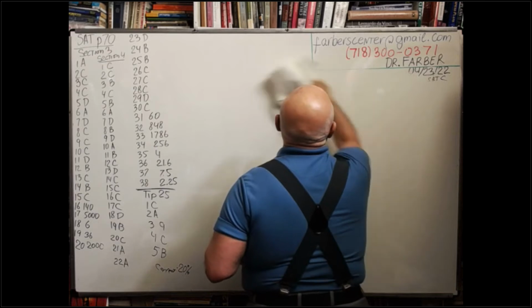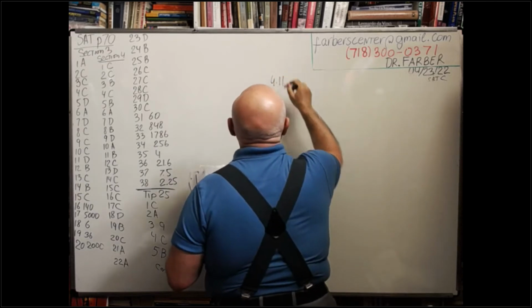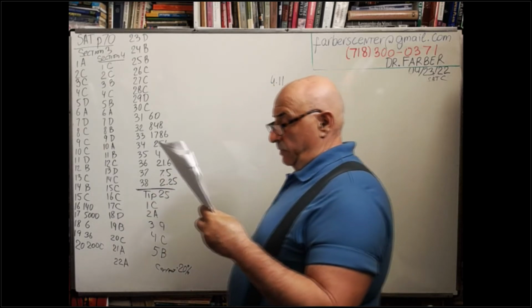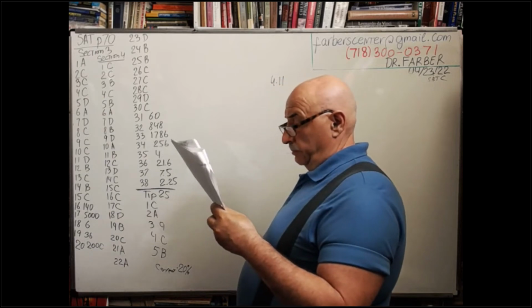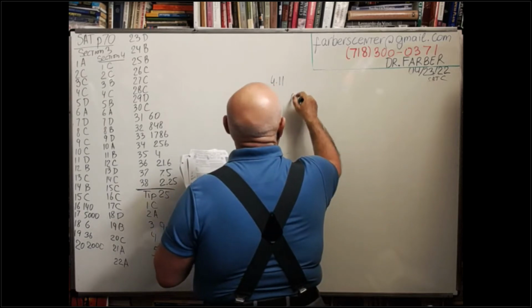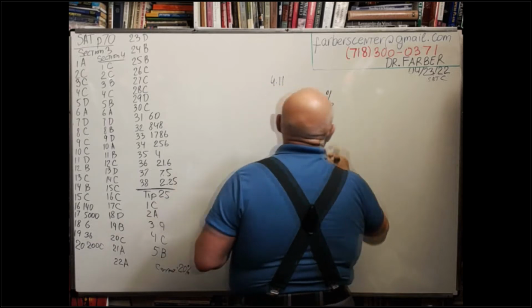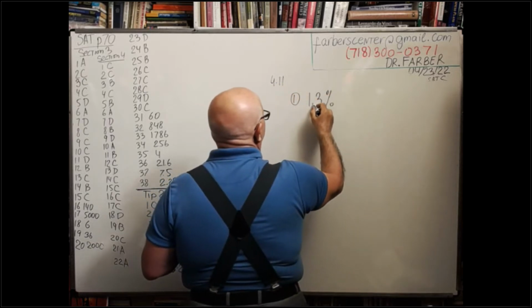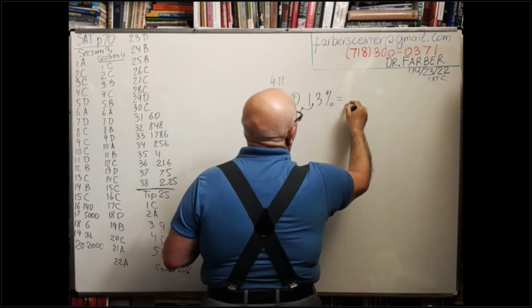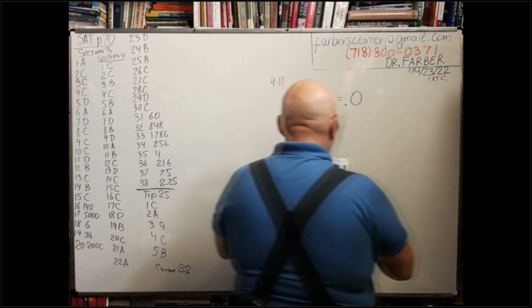In 411, 1.3% of all cars were 20 years old. So step number 1: 1.3%. Convert to decimals. Move to the left 2 steps. It would be 0.013.